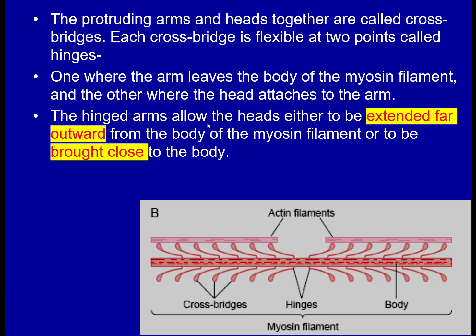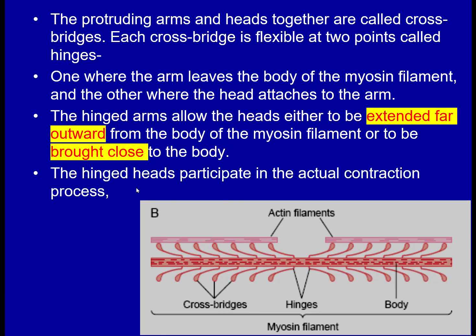The hinges allow the head either to be extended far outward or to be brought close to the body. Movement at this hinge brings the head of myosin away from the body, or closes the head to the body. The hinged head participates in the actual contraction process. When this head attaches to the actin, it causes contraction of the muscle. The head plays the major role in contraction.